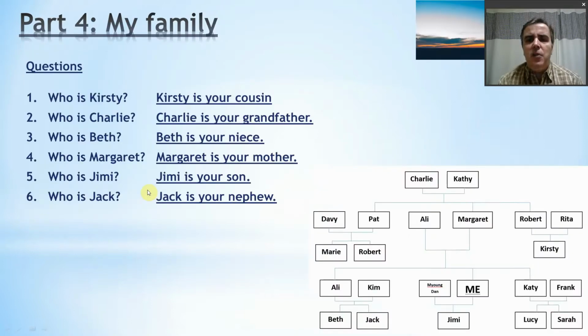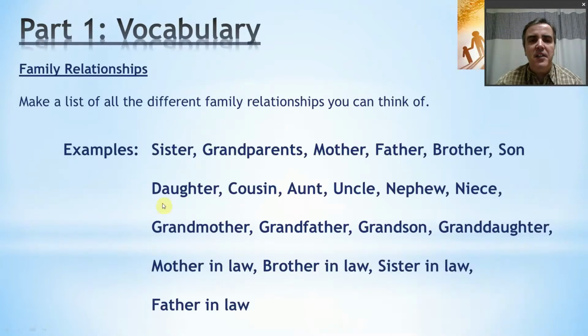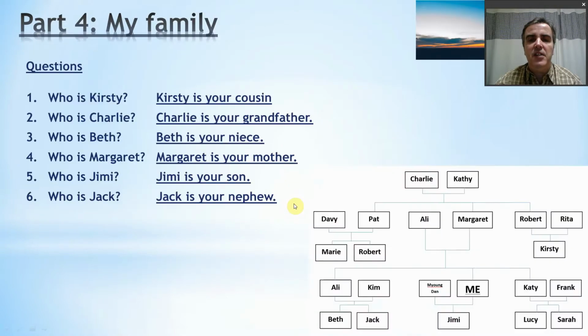This part here was the one I think we had the biggest problems with, and maybe that's because I didn't explain enough family relationships. But hopefully now when we see all of the family relationships here, we can answer this a little bit better. So again, who is Kirsty? Well, Kirsty was here. I'm here. Now, here's Margaret. That's my mother. Robert's her brother. Kirsty's their daughter. So, Kirsty is your cousin.